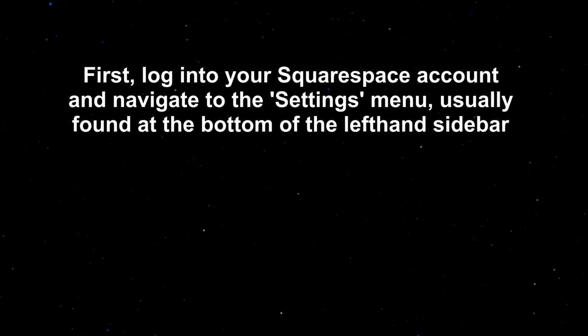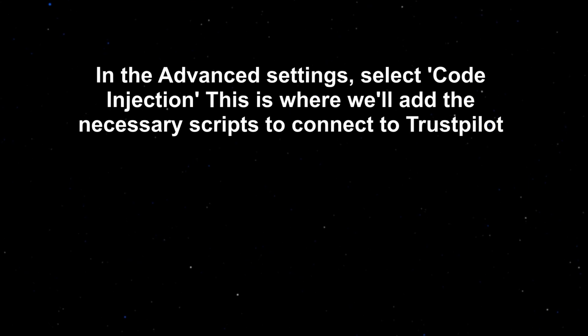Ready to supercharge your Squarespace website with the power of customer reviews? First, log into your Squarespace account and navigate to the Settings menu, usually found at the bottom of the left-hand sidebar. Next, scroll down until you see the Advanced section and click on it. In the Advanced settings, select Code Injection. This is where we will add the necessary scripts to connect to Trustpilot.